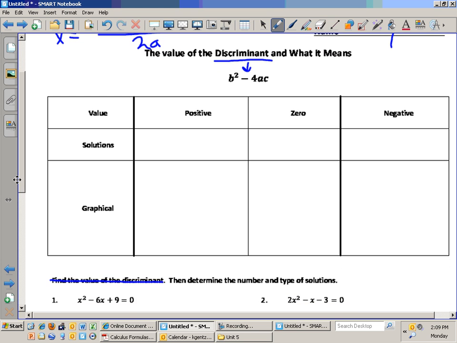Namely, if underneath the square root sign you get a positive number like 16, what times what is 16? 4 times 4, or negative 4 times negative 4, right? So there are two possibilities. So it gives you two solutions that are real.